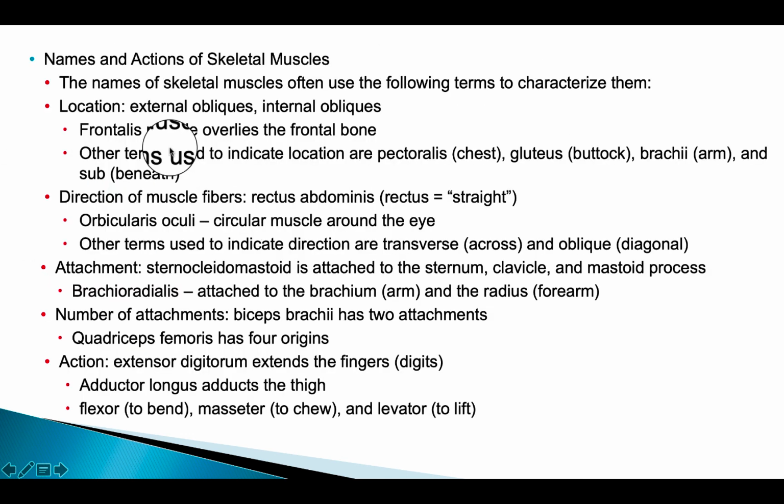Next one here shows us the names and actions of the skeletal muscles. So the names of the skeletal muscles often use the following terms to characterize them. So we already mentioned the location, right? External obliques and the internal obliques. Frontalis, we talk about it being found in the frontal bone. Okay? Other terms for location, pectoralis. Again, we mentioned this one already. Okay? Pectoralis means the chest. Gluteus meaning buttocks. Brachii meaning the arm.